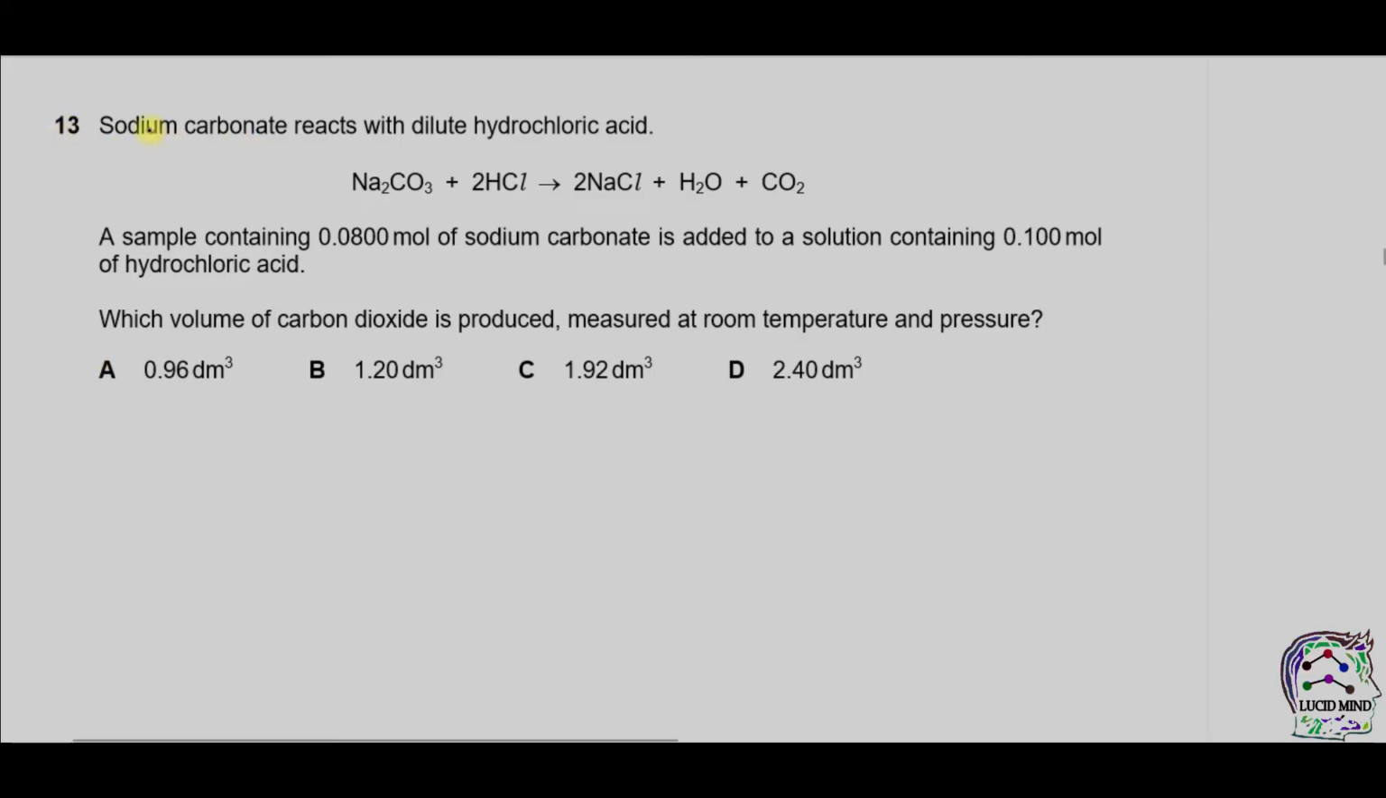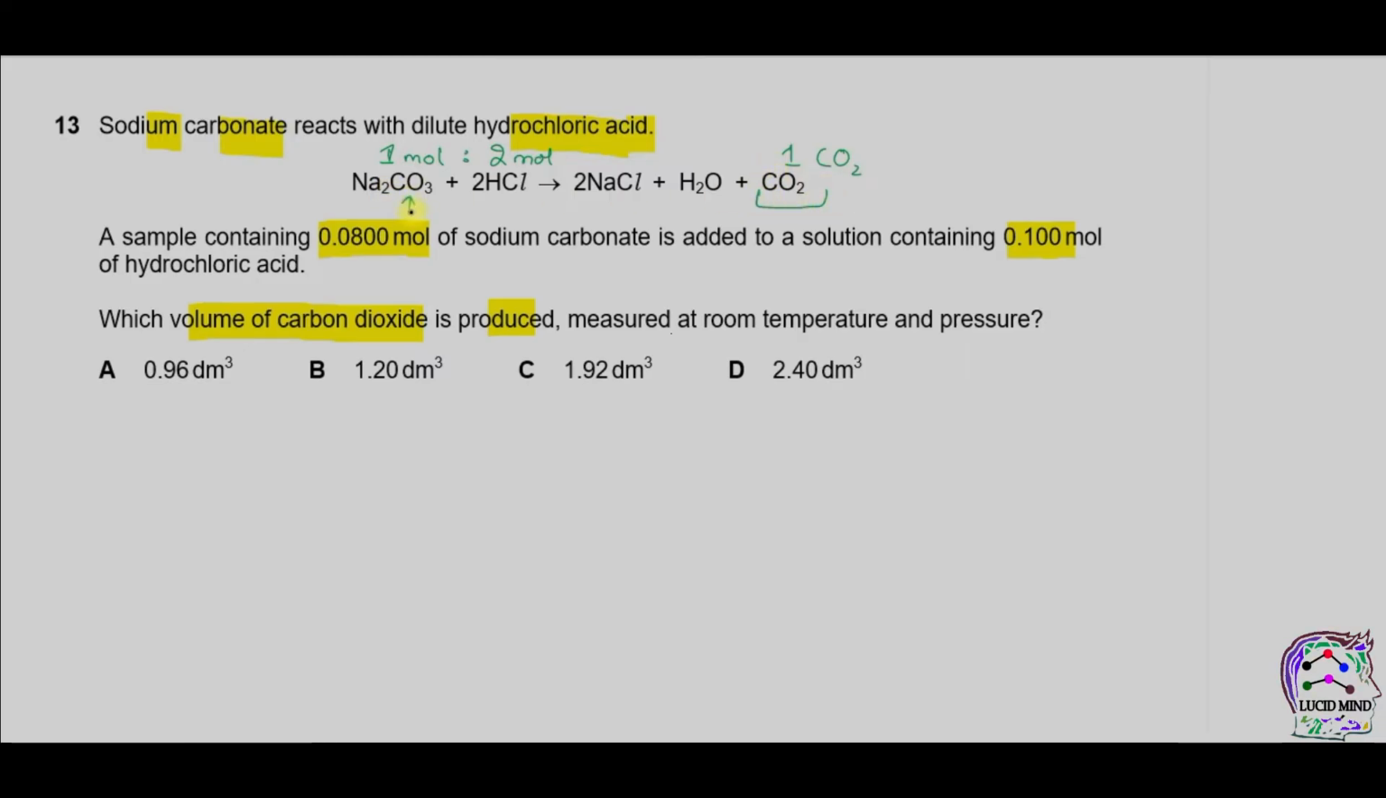Question 13. Sodium carbonate reacts with dilute hydrochloric acid. This is the equation. Salt, water and carbon dioxide are formed. A sample containing 0.08 moles of sodium carbonate is added to a solution containing 0.1 moles of HCl. Which volume of CO2 is produced, measured at room temperature and pressure? According to the balanced equation, 1 mole of sodium carbonate reacts with 2 moles of HCl to form 1 mole of CO2. Now, product always depends on the limiting reagent.